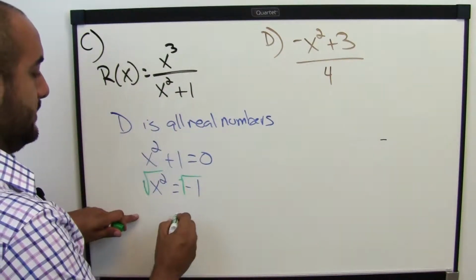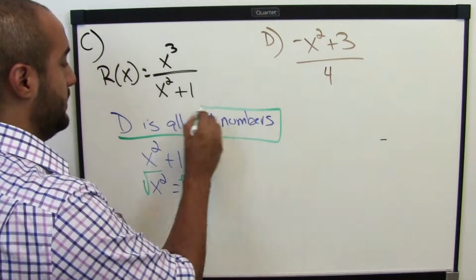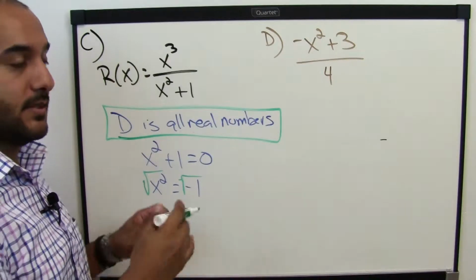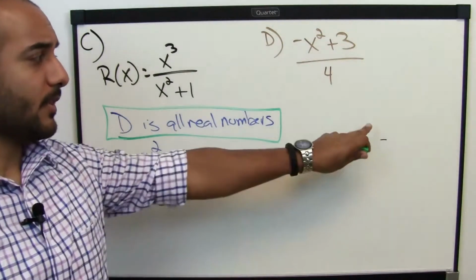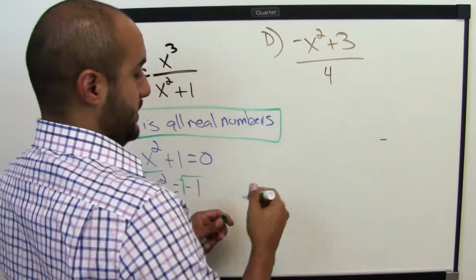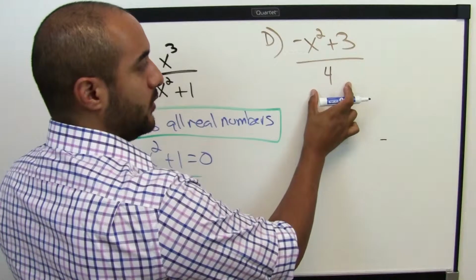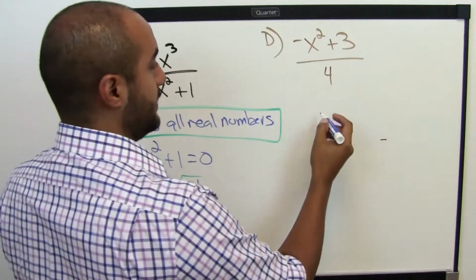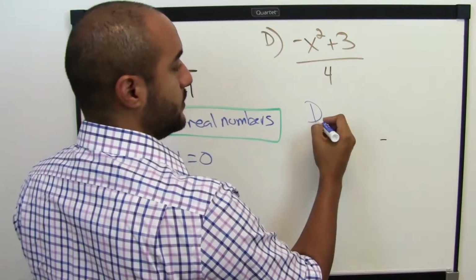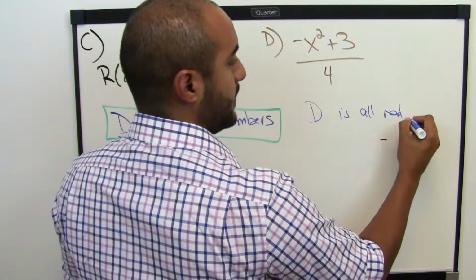So this is kind of good. My domain is right here, all real numbers, since I can't keep going. What about here? Same thing, my domain is all real numbers for D, and I'm only looking at the denominator portion. So the domain is all real numbers.